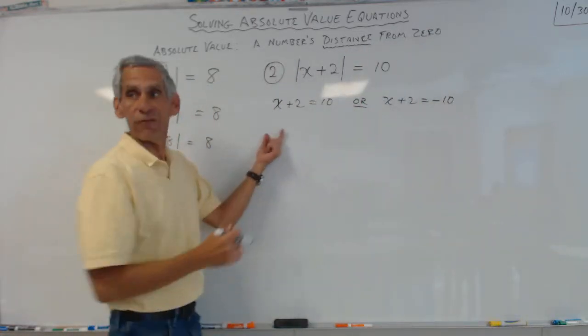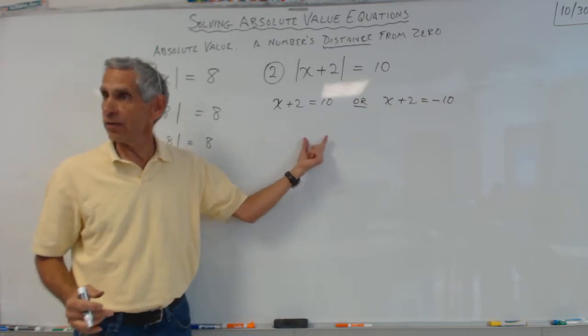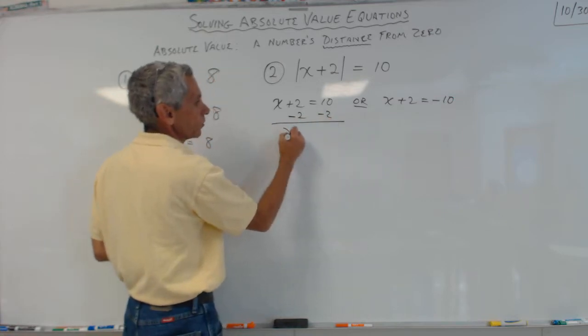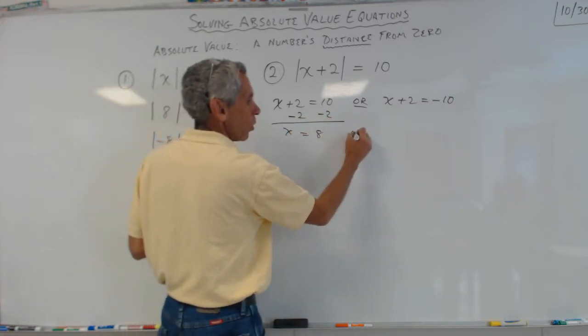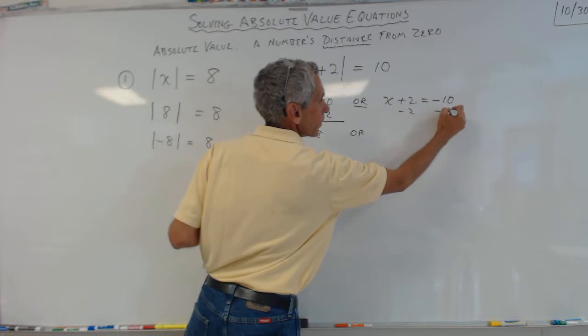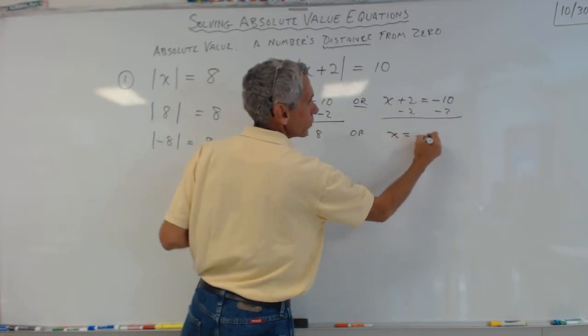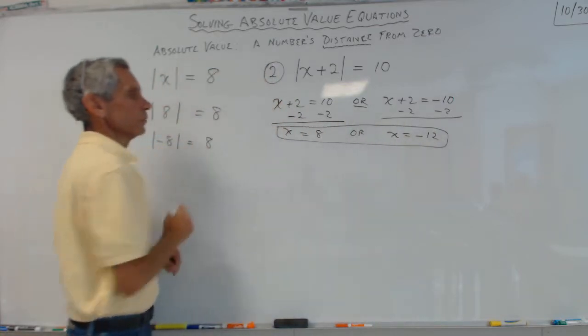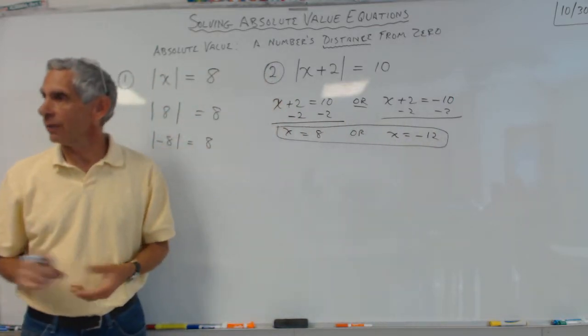So now we got to finish and find our two answers. We're going to subtract 2 from both sides, and that gives me x is equal to 8. Or subtract 2 from both sides, that gives me x is equal to negative 12. And then I put it in a circle or box or something, and I'm done.